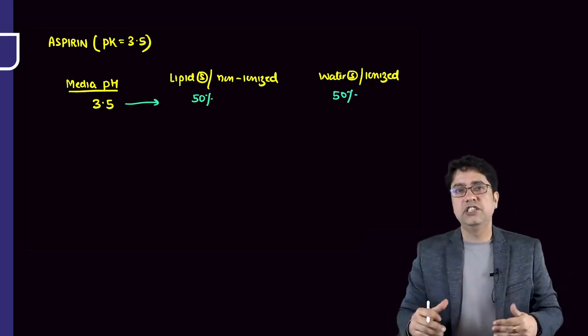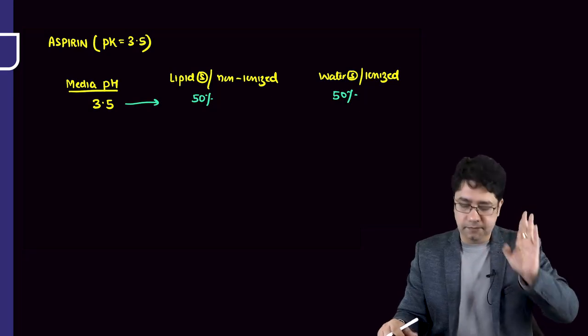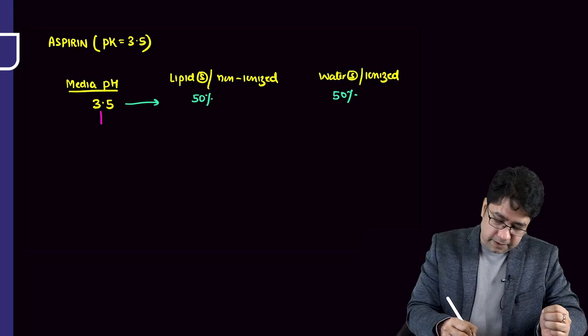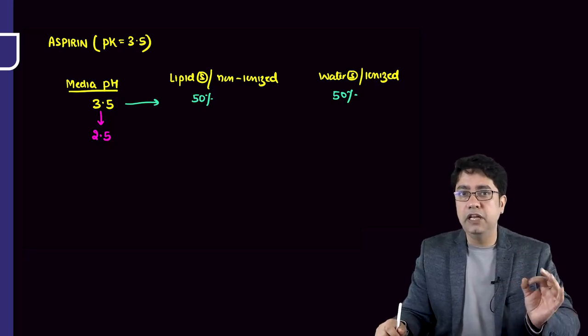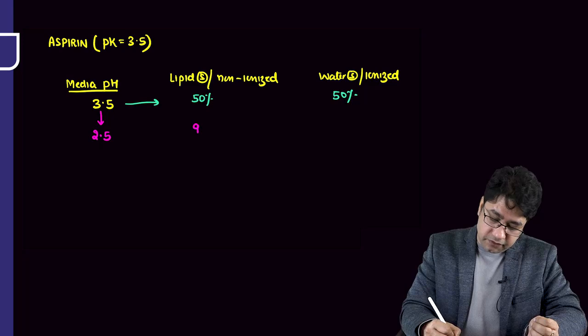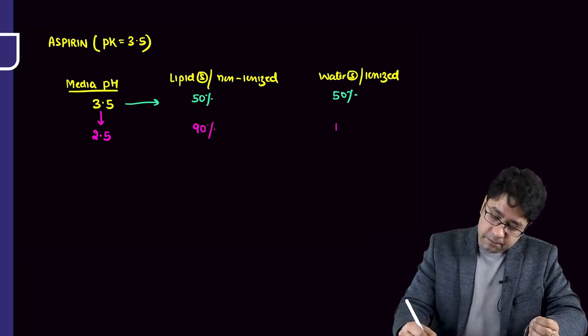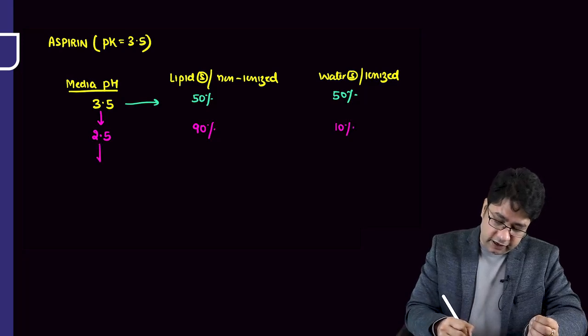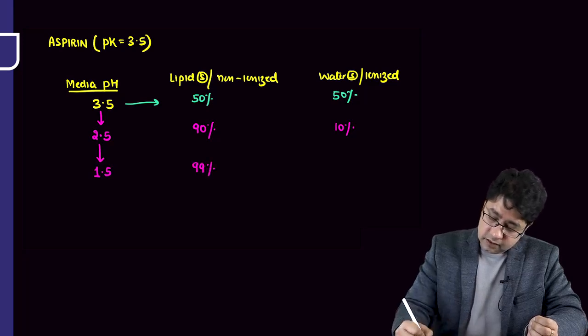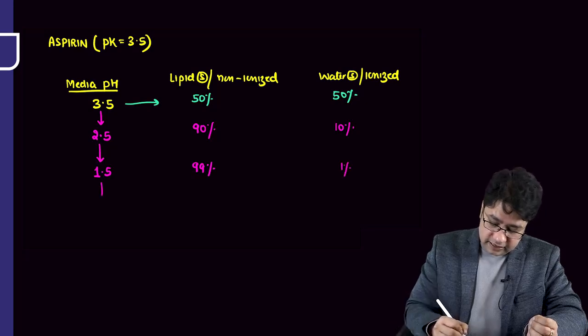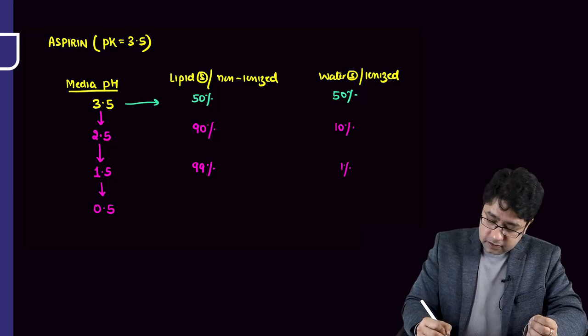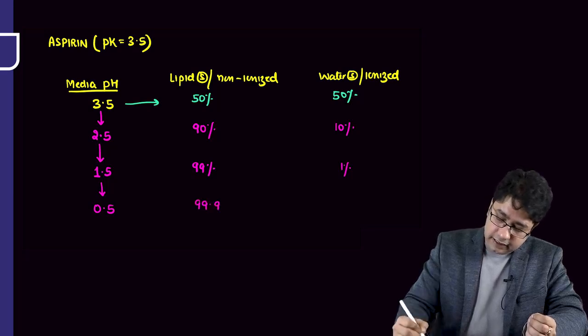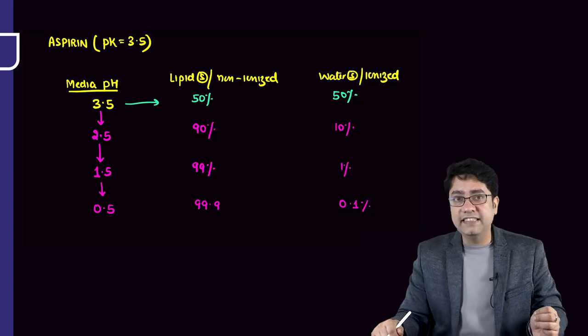Now let me change the pH of media by 1. If I change the pH of media by 1, let me make it more acidic. Now more aspirin will be non-ionized. So it will become 90% and 10%. If again I reduce the pH of media by 1, it will become 99%, 1%. Again, if I reduce the pH of media by 1, it will become 99.9%, 0.1%. Now, why is it happening?